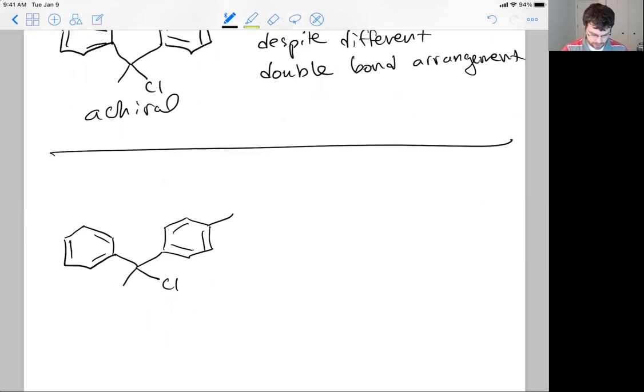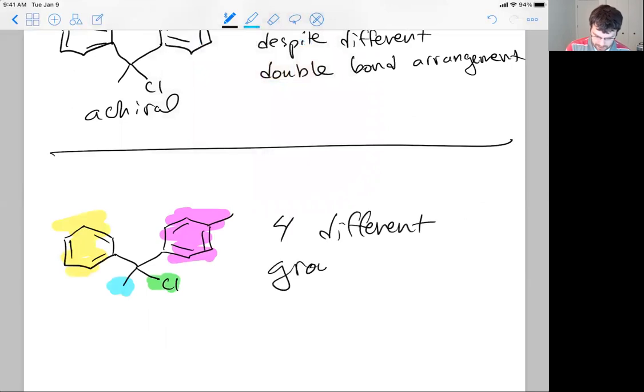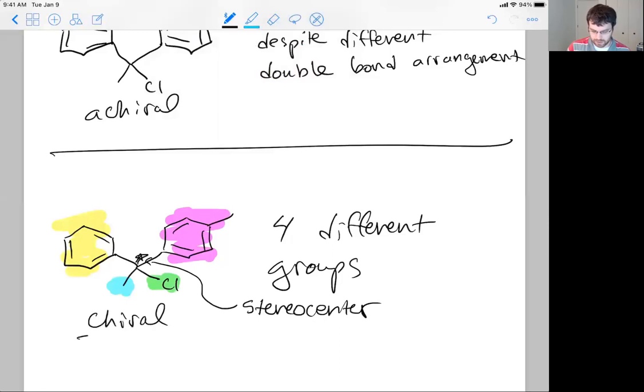at the end of one of the rings. Now this group and this group are different, and we have a group here and a group here. All of these groups are different. 4 different groups are attached to the exact same single carbon atom. That means that that is a stereocenter. And if we have a stereocenter present in a molecule, most of the time we have a chiral molecule.